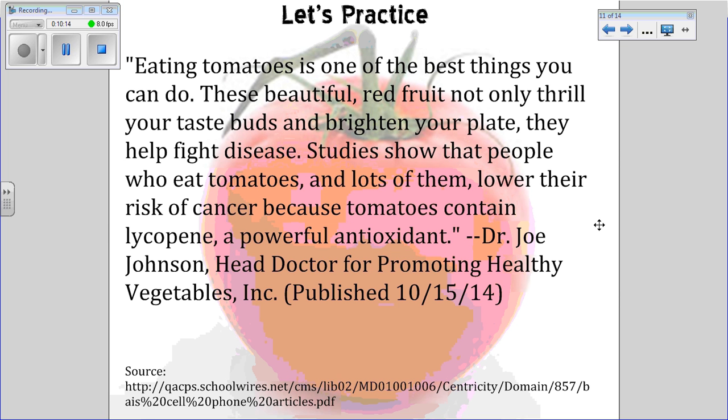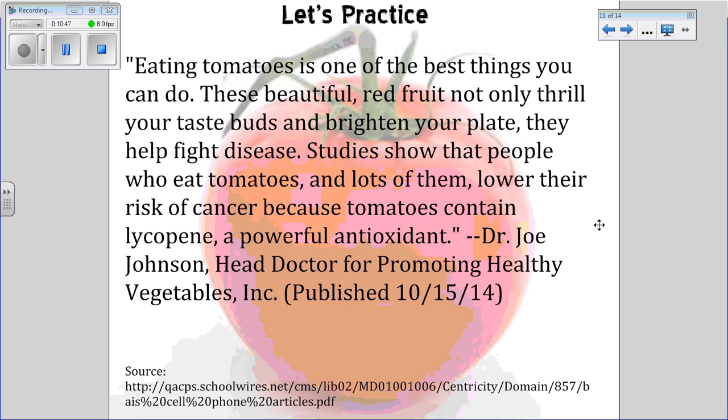Let's practice determining bias and accuracy. Look at this short paragraph about tomatoes. Eating tomatoes is one of the best things you can do. These beautiful red fruit not only thrill your taste buds and brighten your plate, they help fight disease. Studies show that people who eat tomatoes, and lots of them, lower their risk of cancer because tomatoes contain lycopene, a powerful antioxidant. Dr. Joe Johnson, head of Doctors for Promoting Healthy Vegetables, Incorporated.